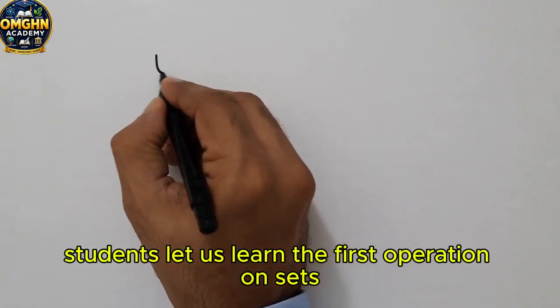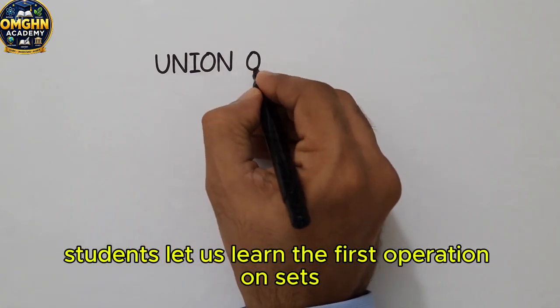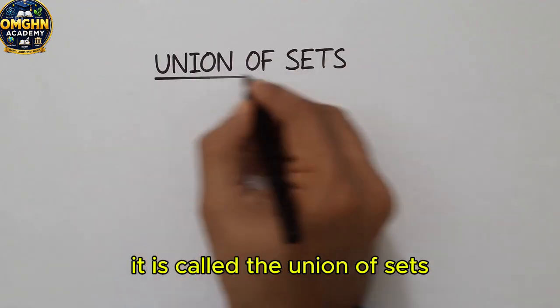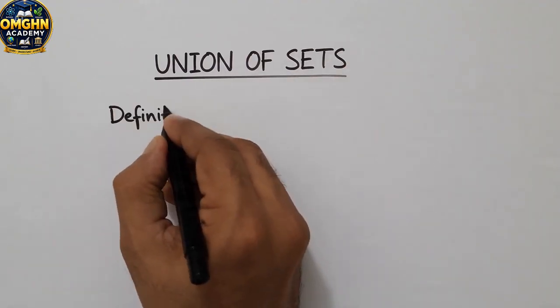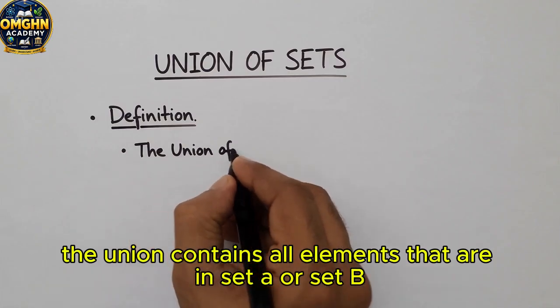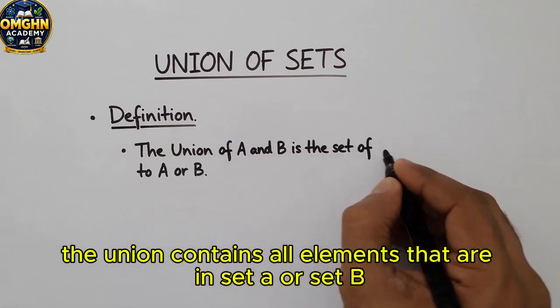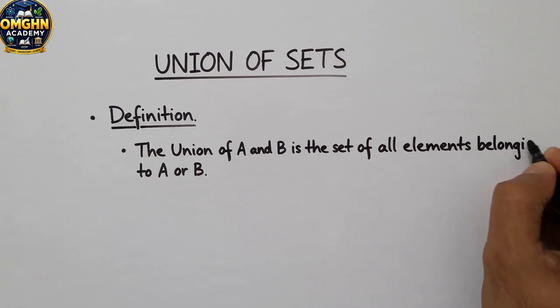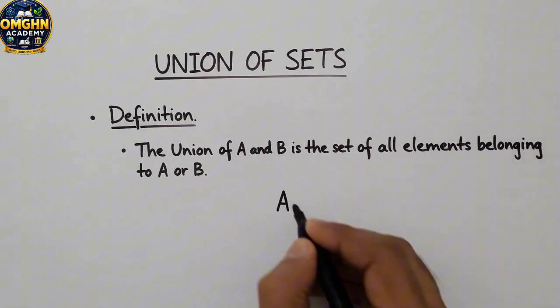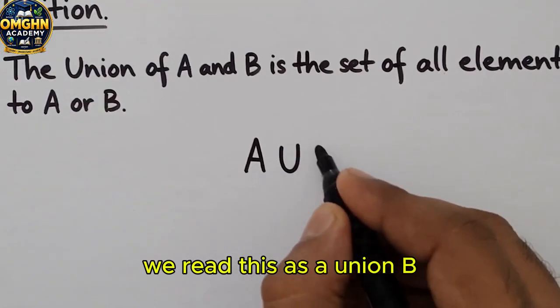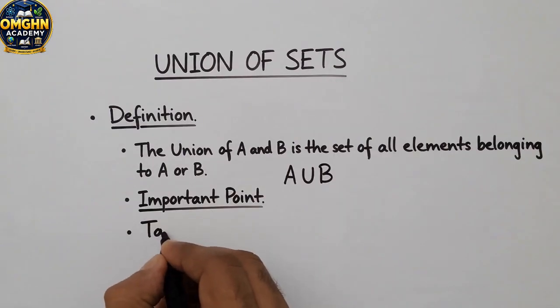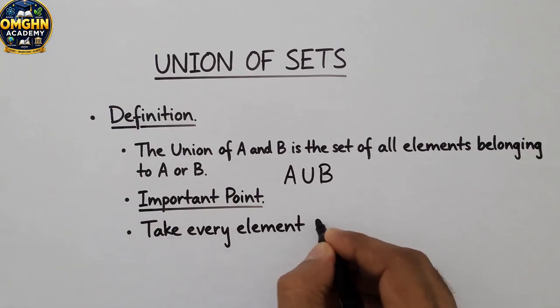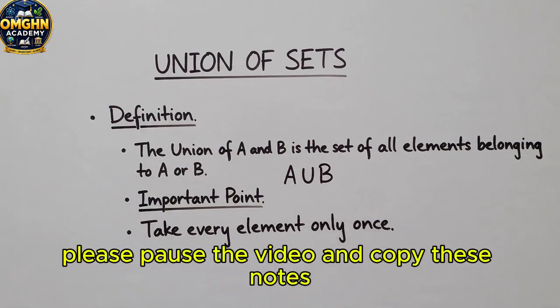Students, let us learn the first operation on sets. It is called the union of sets. The union contains all elements that are in set A or set B. We read this as A union B. Please pause the video and copy these notes.